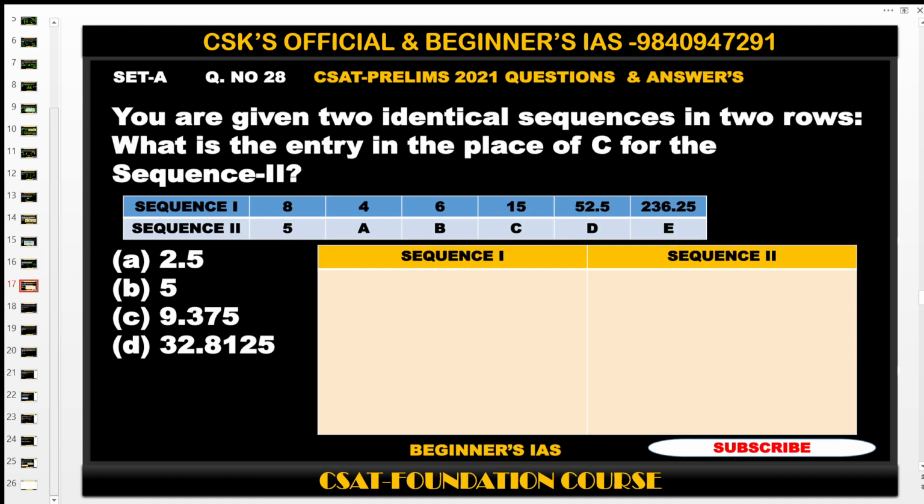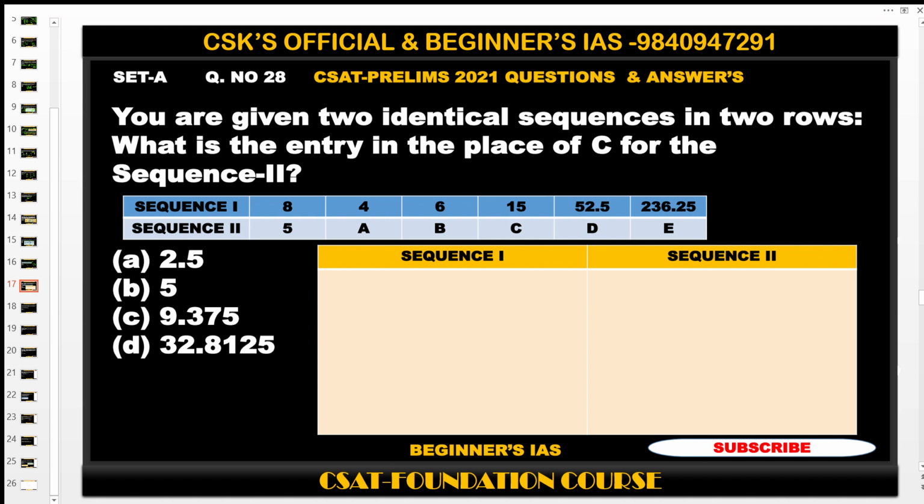This one needs some understanding to solve. If you understand, then only can you solve this one. You are given two identical sequences in two rows. What is the entry in the place of C for sequence 2? Sequence 1 follows some pattern. If you apply the pattern here, then you will get the answer. So the pattern is important. Let me tell you that.